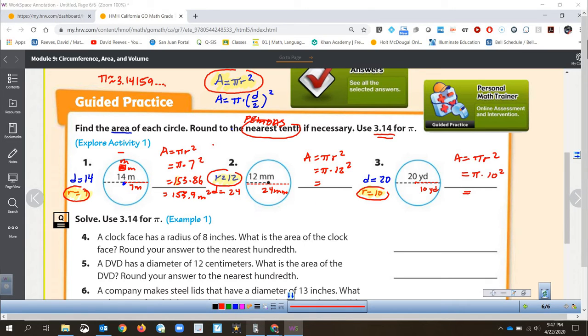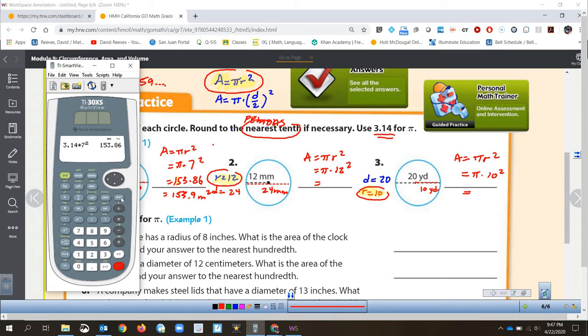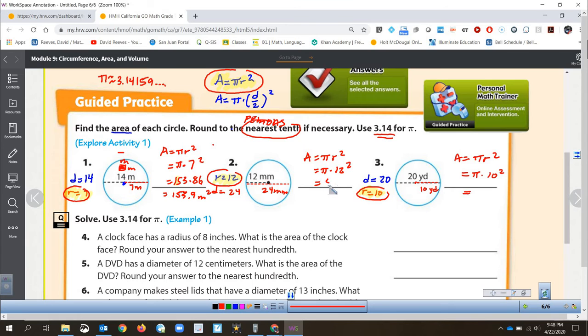What about this one? All right, I'm going to bring my calculator back up again. I'm going to clear out what I have in there, and I'm going to put in again pi times 12 squared, 3.14 times 12 to the second power. Again, there's my squared button right there, and I get an answer of 452.16. But again, it says to round to the nearest tenth, so it's 452, and once again, that's 6 right there, right past the tenth place. That's 5 or bigger, so I'm going to round up to 452.2.